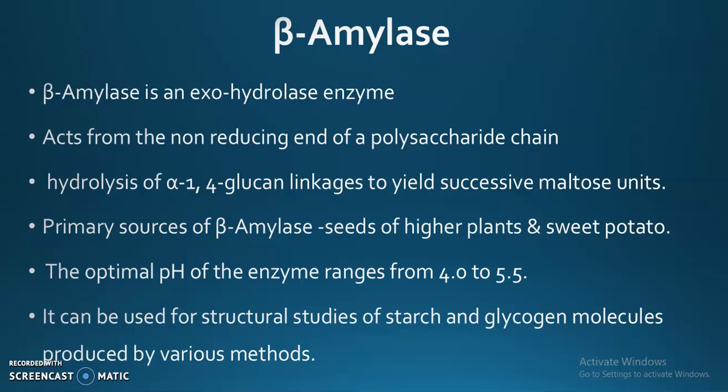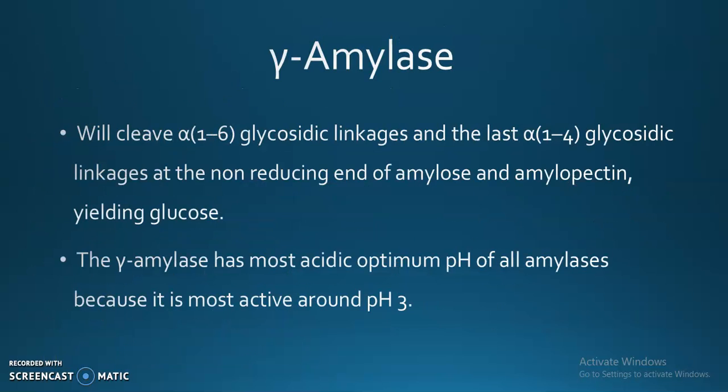Beta amylase is an exohydrolase enzyme. It acts from the non-reducing end of a polysaccharide chain. It can hydrolyze the alpha 1,4 glucan linkages to yield successive maltose units. The primary sources of beta amylase are seeds of higher plants and sweet potato. Optimum pH of the enzyme ranges from 4 to 5.5 and it is used for the structural studies of starch and glycogen molecules produced by various methods.